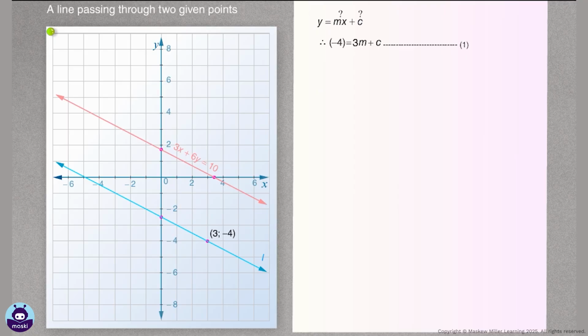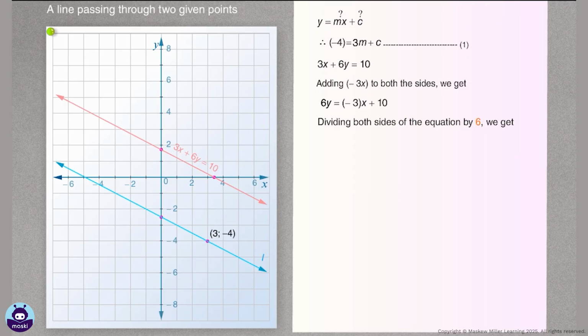these constants. We are also given that the line L is parallel to 3x plus 6y is equal to 10. First, let us transform this equation into the standard form by making y the subject of the equation. Adding -3x to both sides, we get 6y is equal to -3x plus 10. Dividing both sides of the equation by 6, we get 6y over 6 is equal to -3x over 6 plus 10 over 6. y is equal to -1 over 2 times x plus 5 over 3.